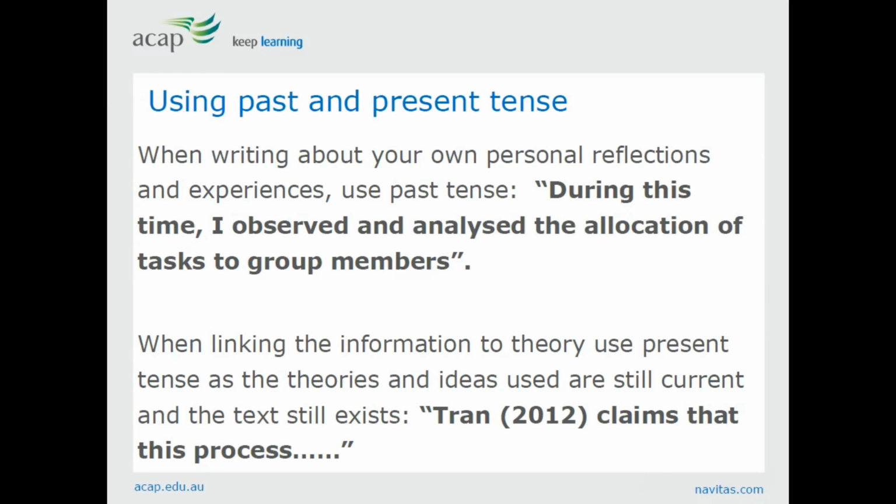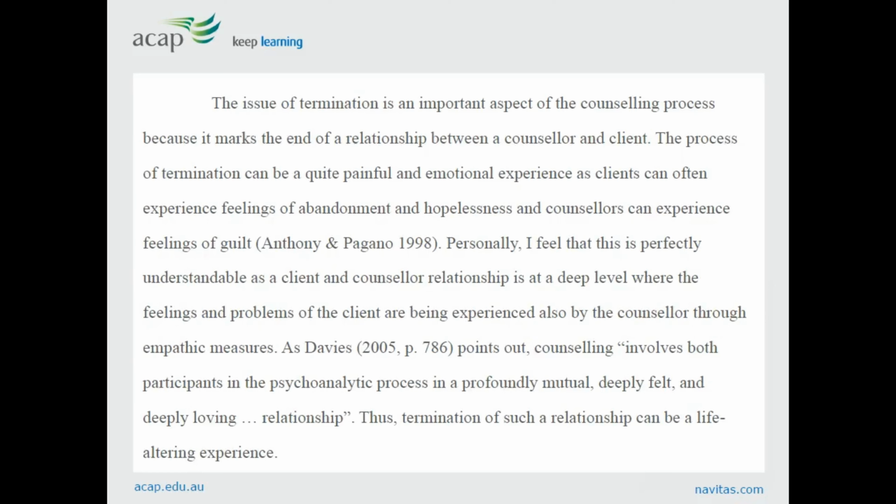When writing about your own personal reflections and experiences, you use past tense, and when linking the information to theory, use present tense because the theories and ideas you're referring to are still current and the text and sources still exist. Here is an example of a paragraph of reflective writing on an aspect of counselling. Pause this video now and have a read.